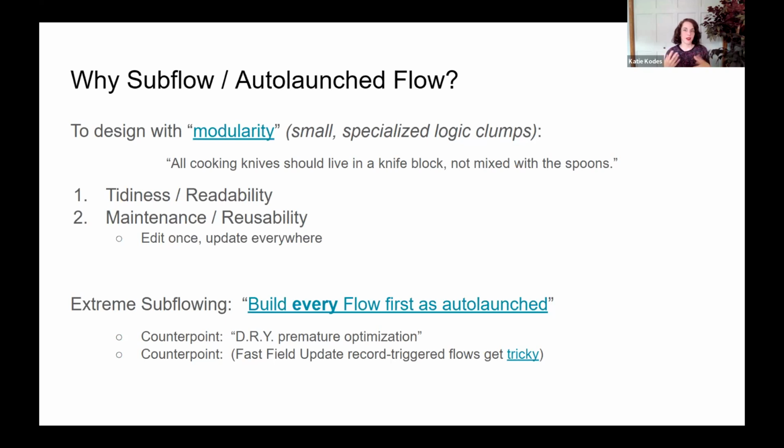run it from many other flows as subflows, which is awesome because then if I need to change the business logic, I only have to edit one auto-launched flow, but the behavior of all of the many flows that run it get updated at the same time. And programmers call these traits modularity, they call them encapsulation. And the idea is that it's like keeping all of your kitchen knives in a dedicated knife block instead of mixing them in with the spoons.